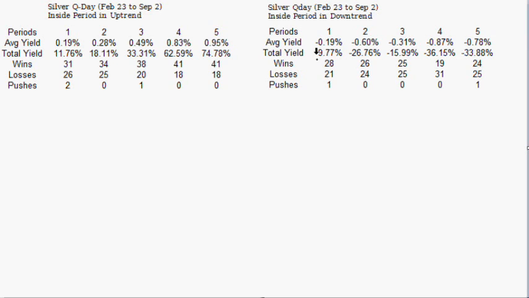Now, within a downtrend, you would see that it's down overall 10%, even though you have a 28 and 21 winning record. Overall down 10% by holding it for 6 hours after you see the inside period within a downtrend. 25% plus on 2 periods, and then the rest of the stats are as follows.